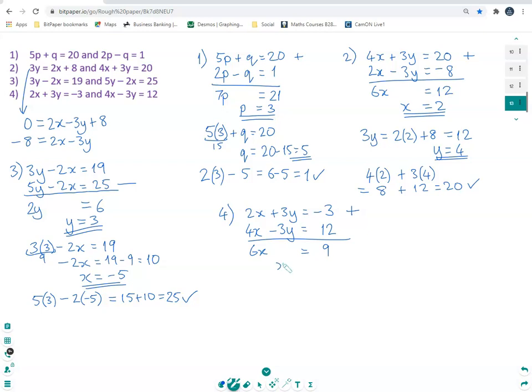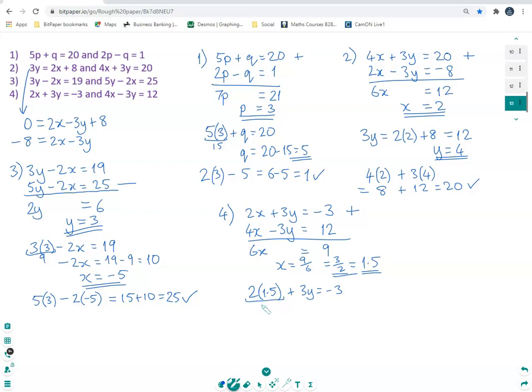If 6x equals 9, then x is 9 divided by 6, which cancels down to 3 divided by 2, or 1.5. So either of those is fine. Then we sub into either equation to get the other solution. 2x plus 3y is -3. Let's use that one. So 2 lots of 1.5 plus 3y equals -3.